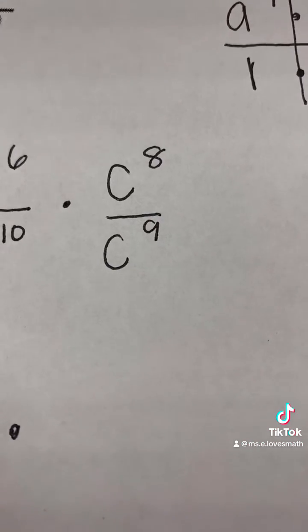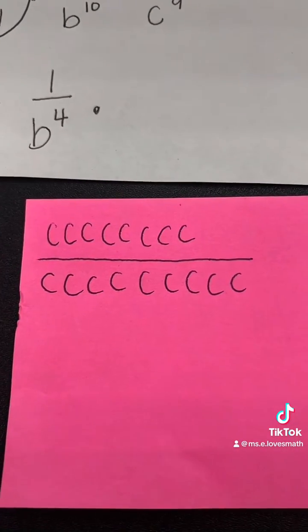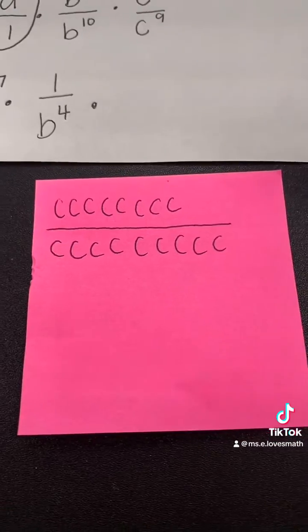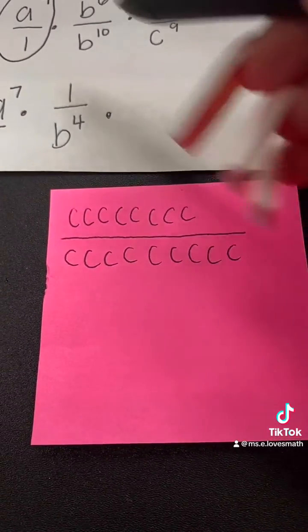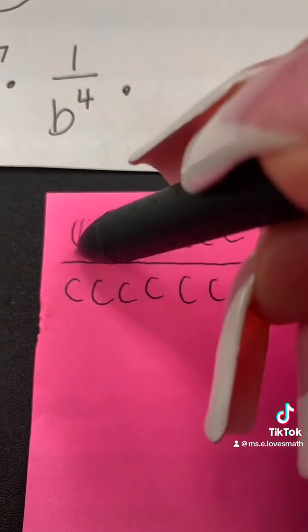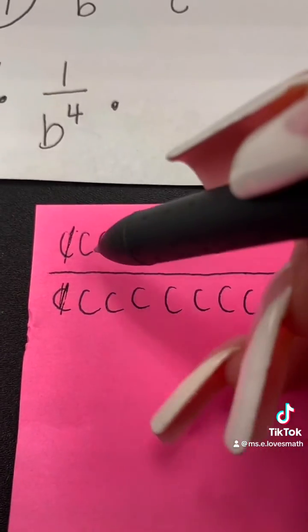C to the 8th divided by c to the 9th can be expanded out like this. We will start canceling out just like we did with our b's. C divided by c is equal to 1.